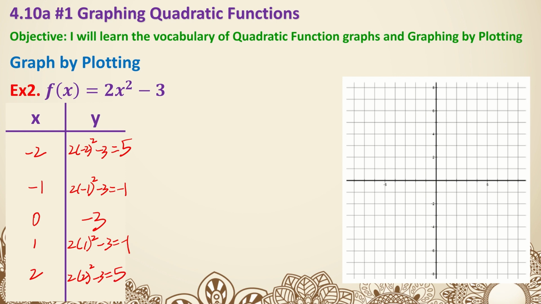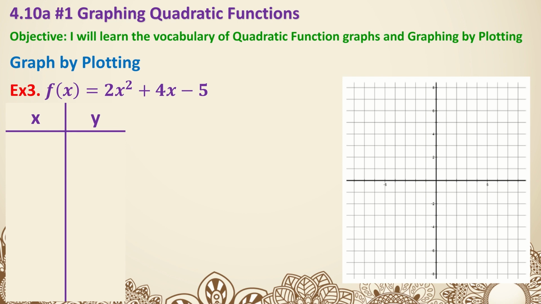You can see they are symmetric. So 0 is at negative 3. And then negative 1 is at negative 1. 1 is also at negative 1. Then we went up to 5 for negative 2 and 2. There you go. And we are going to connect them smoothly into a parabola shape. That's example 2.